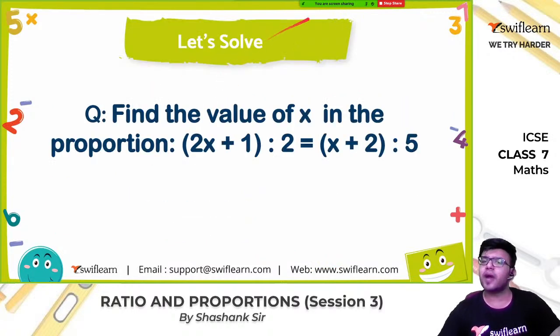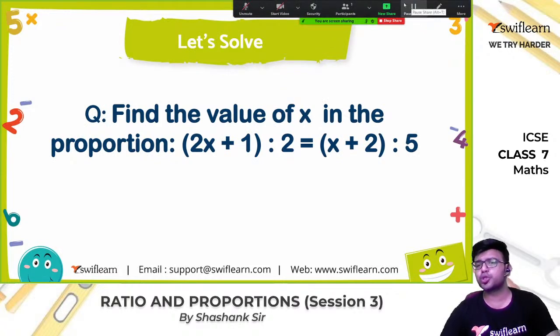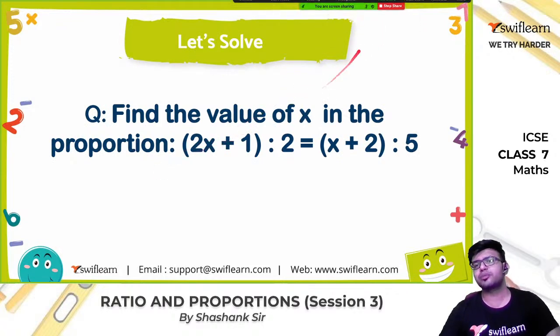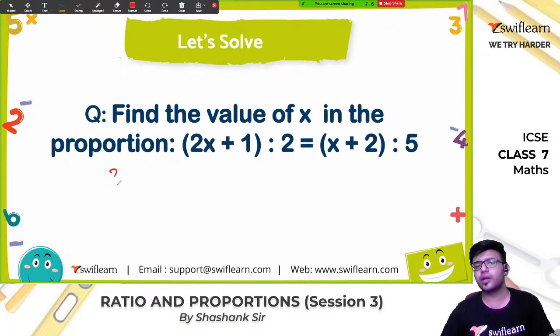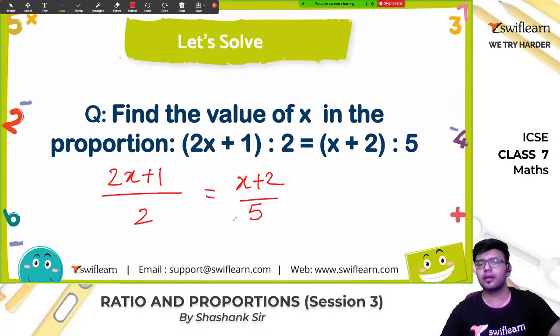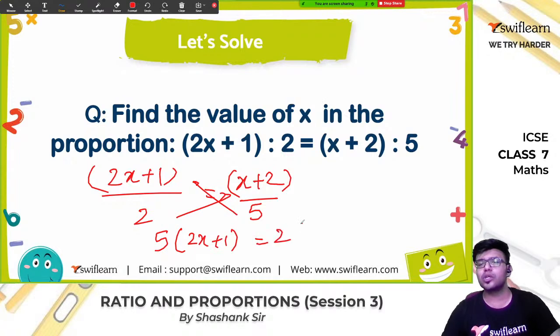Correct. Now find the value of x in the proportion. 2x plus 1 is to 2 and x plus 2 is to 5. देखो यहाँ पे friend students, 2x plus 1 by 2 is equal to x plus 2 by 5. Now do crosswise multiplication. I'm going to put the bracket, so I'm going to write one more step. So yes, do crosswise multiplication: 5 times 2x plus 1 is equal to 2 times, in the bracket, x plus 2.